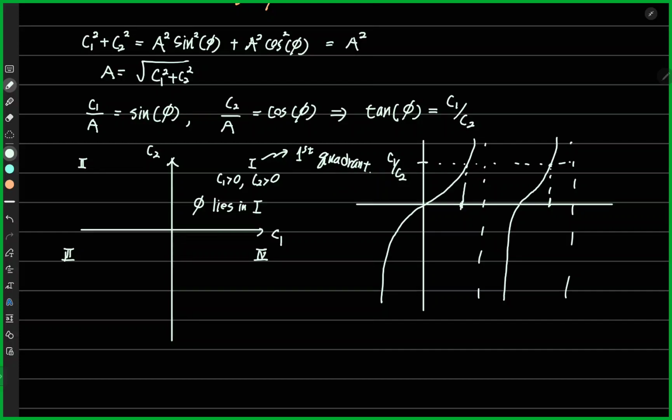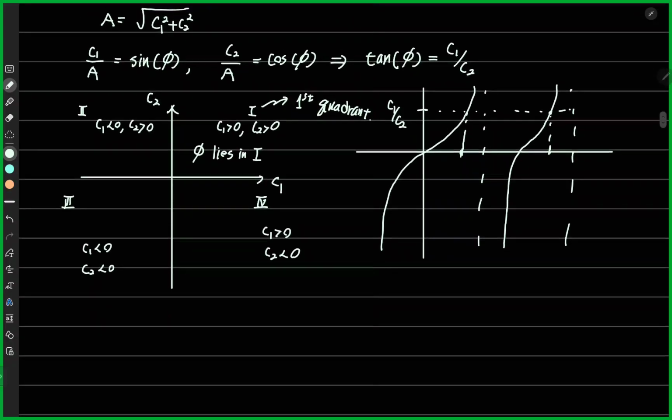In the second quadrant, C1 is negative but C2 is greater than 0, positive. And then phi lies in the second quadrant. Okay. Similarly here, third quadrant, fourth quadrant. By looking here, C1 is less than 0 and C2 is also less than 0. Here, C1 is greater than 0 and C2 is less than 0. Okay. So angular frequency here.